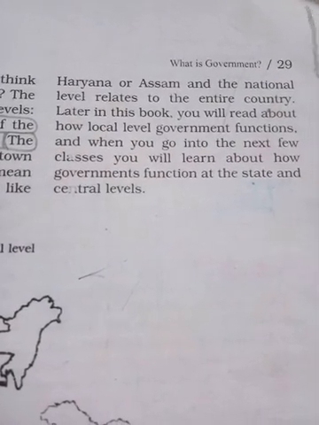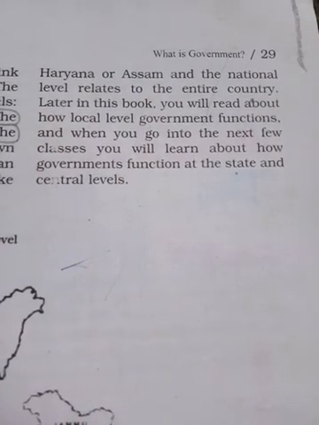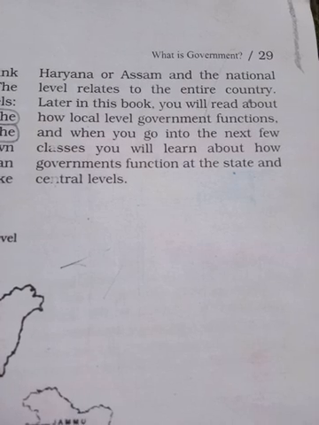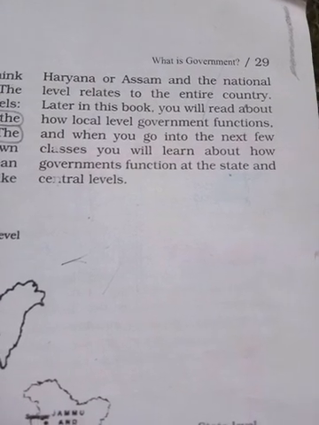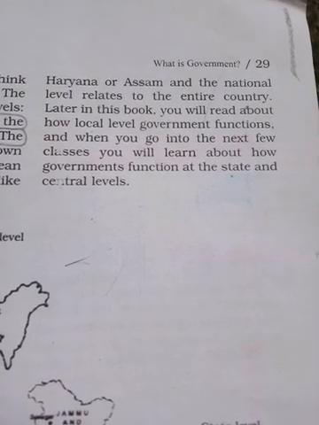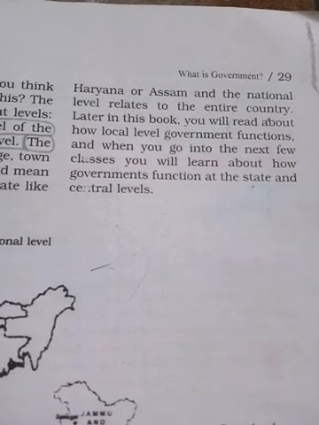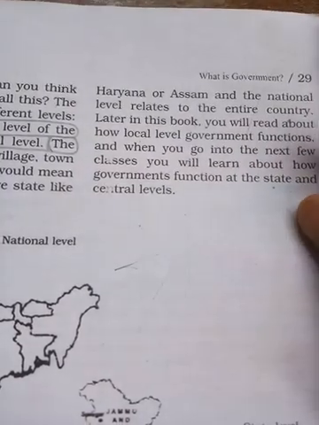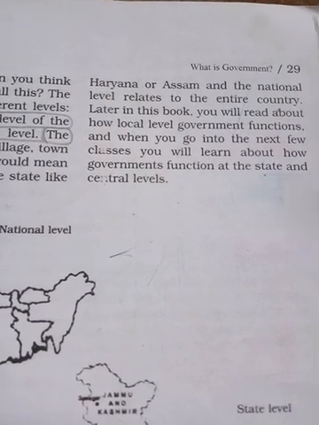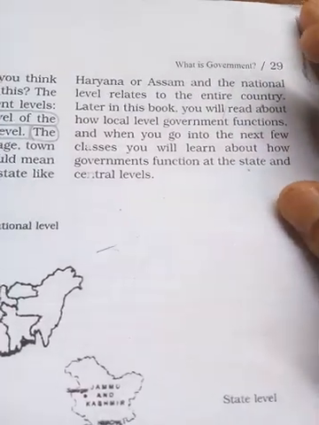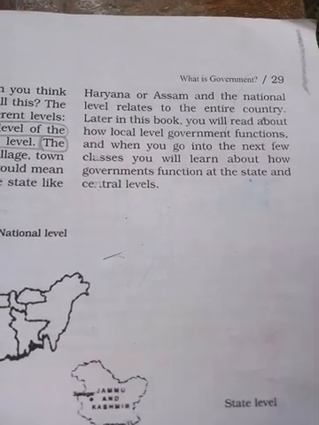Later in this book you will learn about the local level government functions, and in the next few classes you will learn about government functions at the state and central levels. In class 6 we are going to learn only the local level. The state level and central level we are going to learn in the higher classes. Suppose the state level is included in class 7, and the central level may be included in class 8. So in class 6 you are going to learn only the local level.